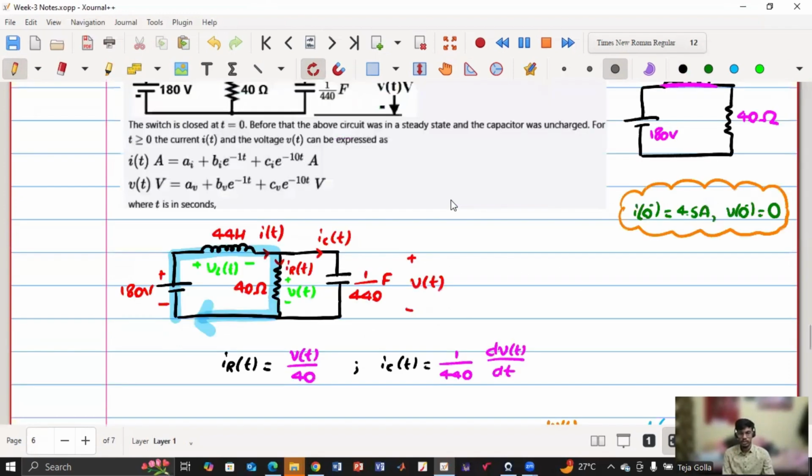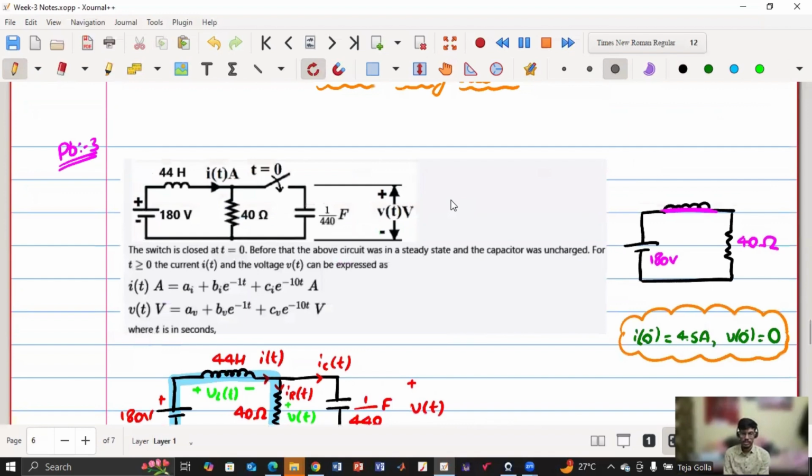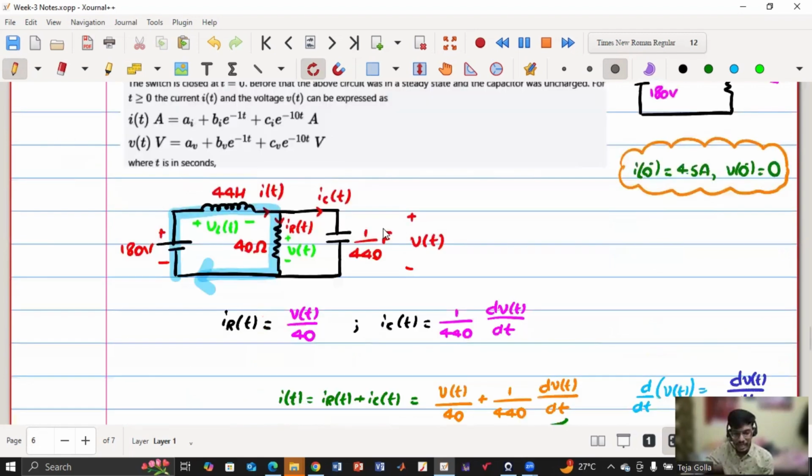Let us go back to the question. The hint is on the screen. So I of 0 minus is what? 4.5 amperes. So now what we have to do is calculate I of t.